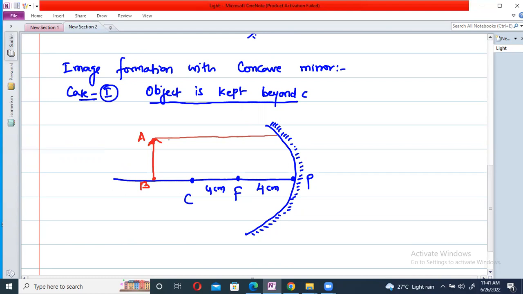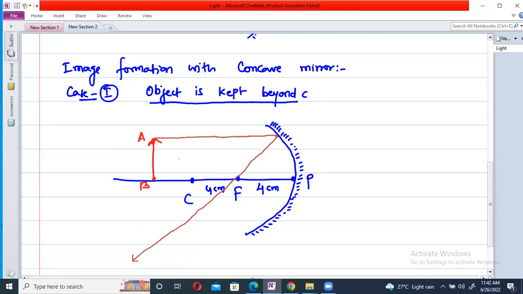So one ray passes through the point A. It is parallel to the principal axis and it is incident on the mirror. This is the point of incidence. According to the rule, when a ray of light which is parallel to the principal axis is incident on the mirror, then the reflected ray should pass through the focus F. It is going in this way. This is the first one.